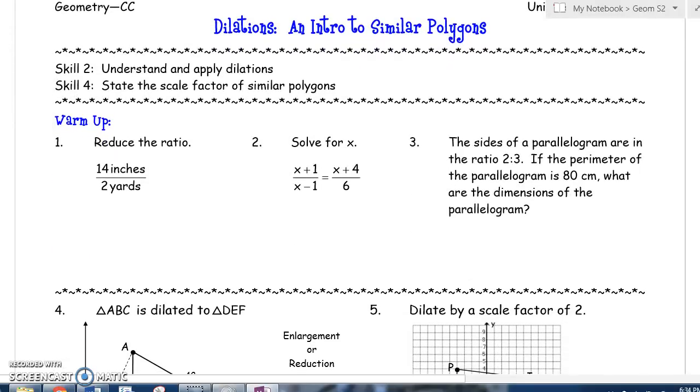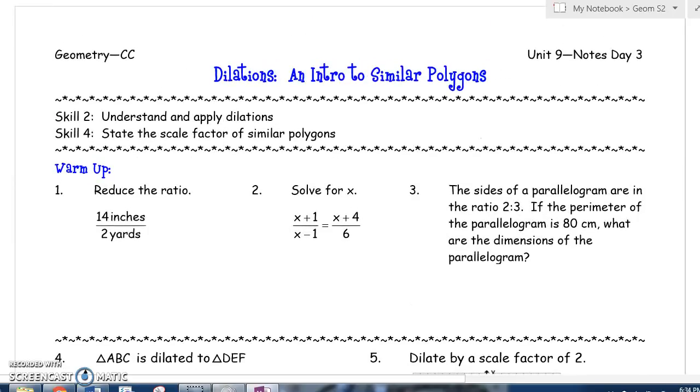But we should have out your day 3 notes and just follow along with the video. If I go too fast, just feel free to pause it and write down what you need to. The beginning parts are just warm-ups, so I'm not going to spend a ton of time on that. I'll look at number 3 and then we'll move on to the new stuff.